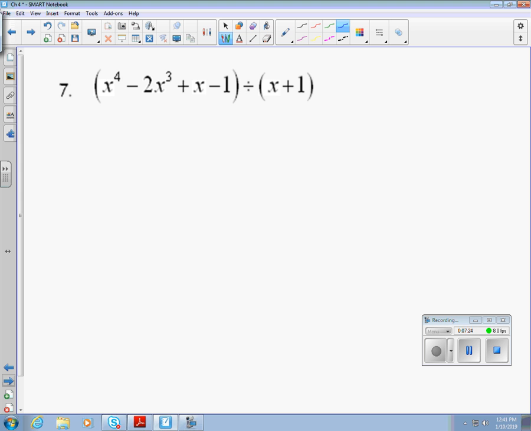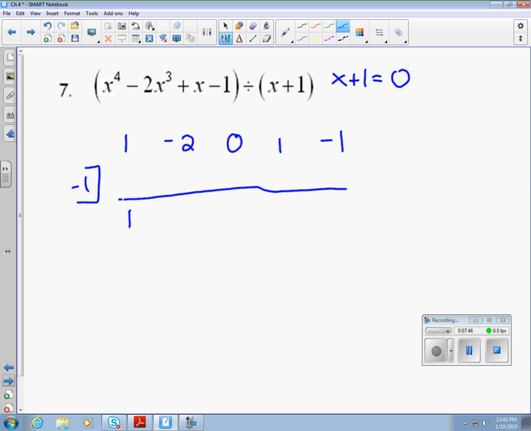Okay, last problem that we're going to do for this particular podcast. Again, the same idea as before. We're going to have a 1, a negative 2. Notice there are no x squared, so that's going to be a 0. And then 1 and a negative 1. And then in the magic box, again, x plus 1 is going to equal 0. So we're going to solve that by subtracting 1. And then bring down the first number, 1.